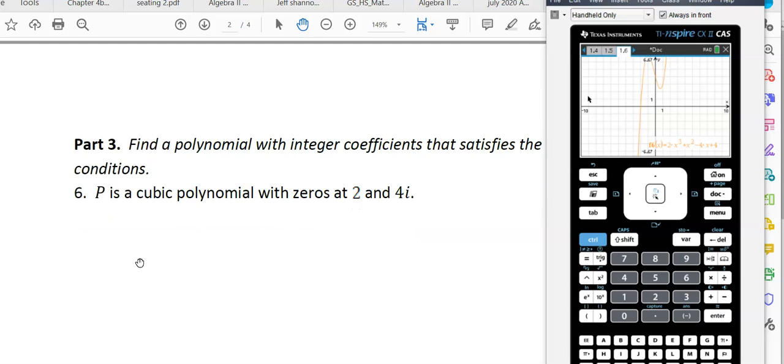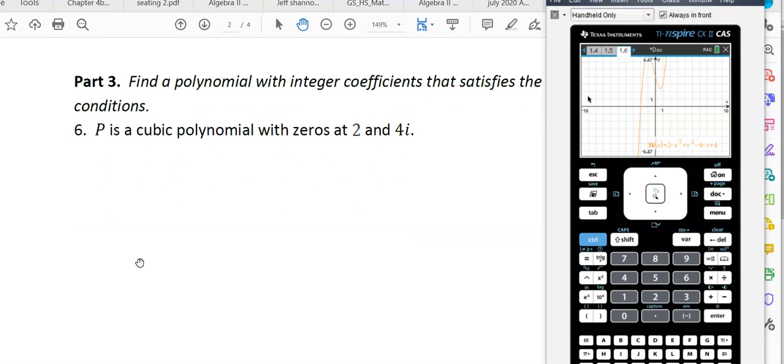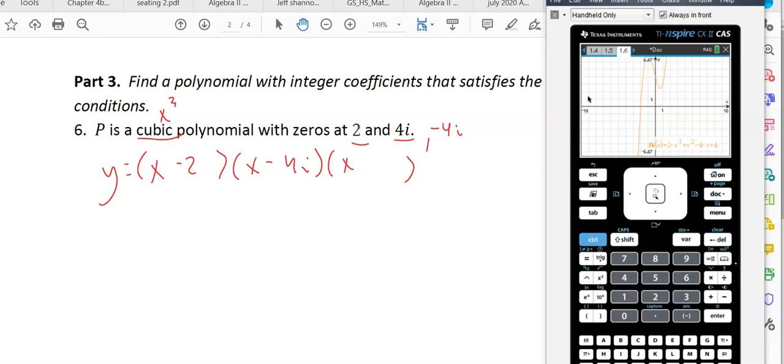Okay, let's see what this one looks like. Okay, so now we have a polynomial of degree 3, so x cubed. So I know 2 of the solutions, but I actually know one more. It's going to be at negative 4i. So you write the 3 factors. So this will be x minus 2, x minus 4i, and x plus 4i.